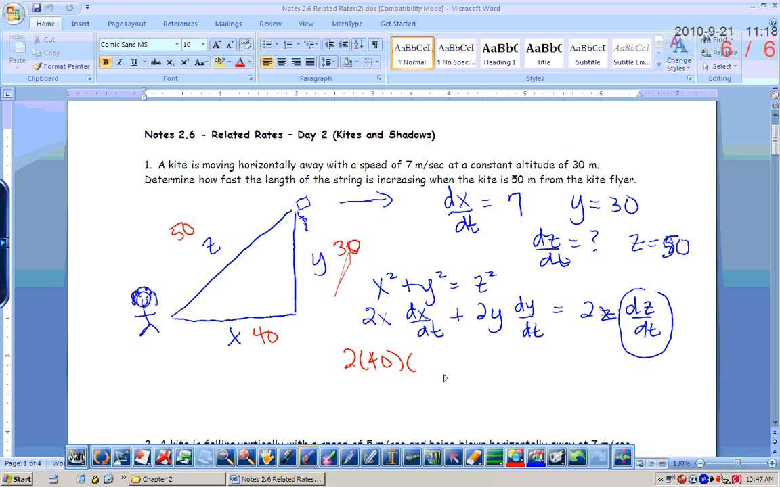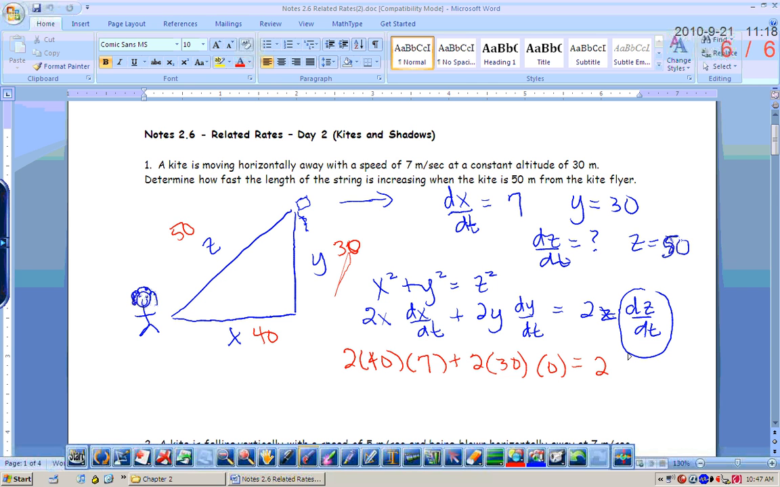Do I know what dx/dt is? 7. Plus 2 times y, which is 30. What's dy/dt? It's 0. Why? Right. Your altitude is at a constant height. It's not changing. So if your rate of change is nothing, then its derivative is 0.